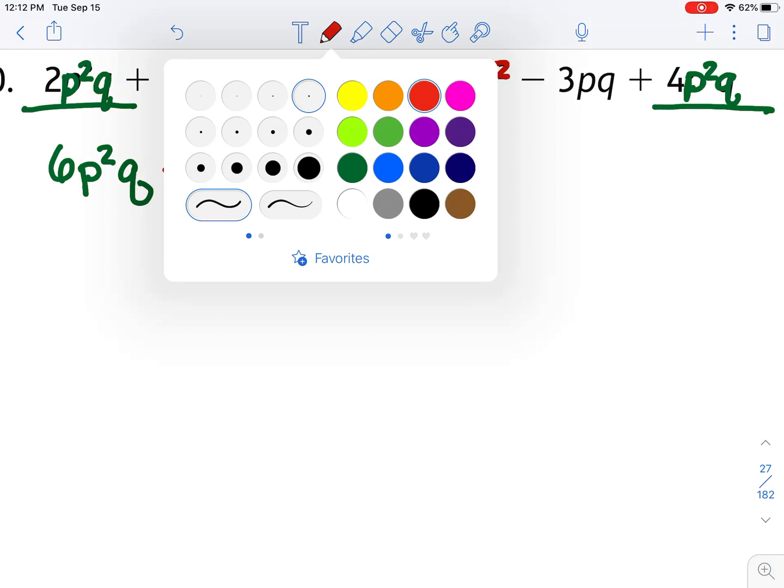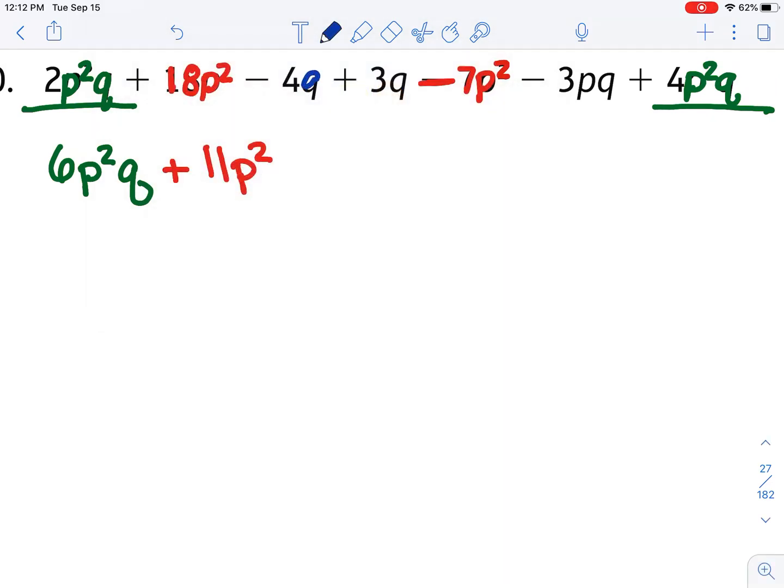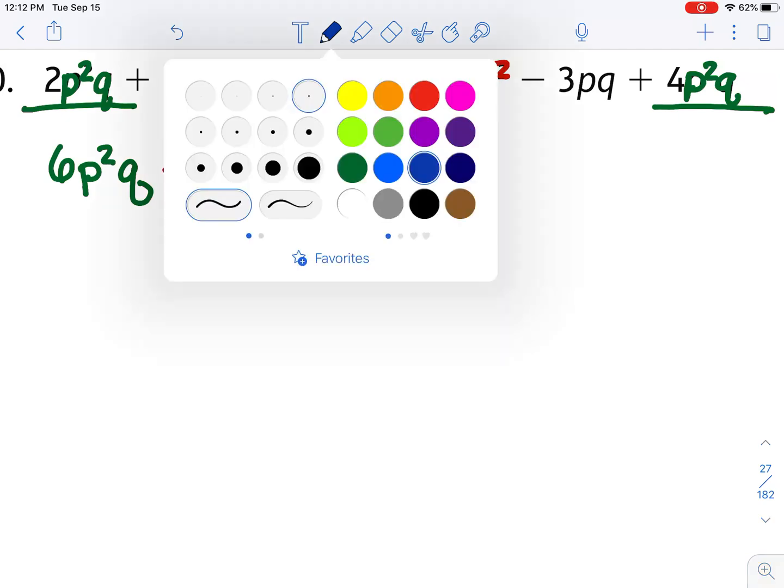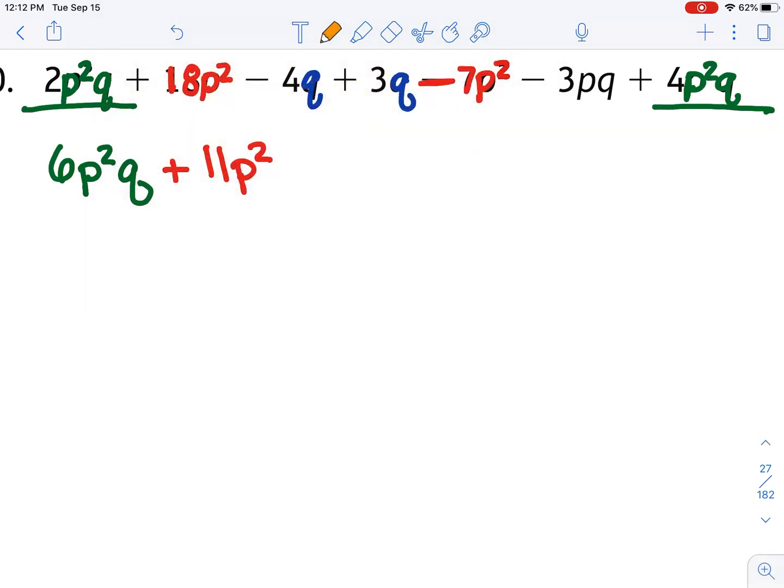Okay, we're left with two more things. We're left with q's and with pq's. A PQ is bigger than a Q because it has two variables. So I'm going to write the negative 3PQ first. Notice I didn't combine it with anything because there were no like terms. There were no other PQs.